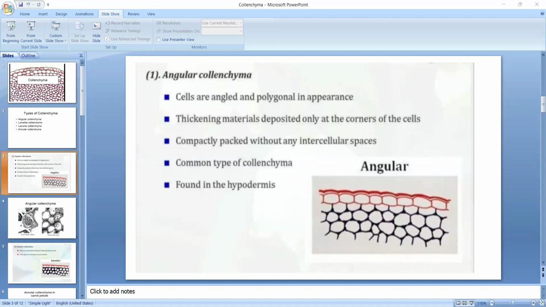Coming to the second one, see here, the cells are angled and polygonal in appearance, with thickening material deposited only at the corners of the cells. That is why they are compactly packed without any intercellular spaces. It is the common type of collenchyma found in the hypodermis. Examples for this are Datura, Lycopersicum, Tagetes and Morus. Please note down the examples. That is the angular collenchyma. And coming to this, see here.